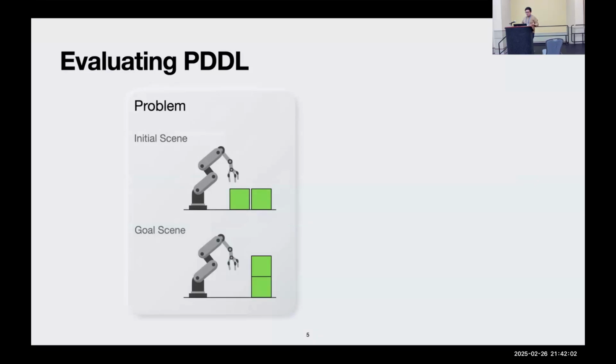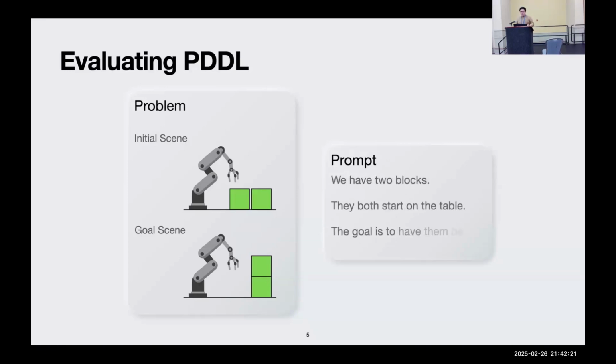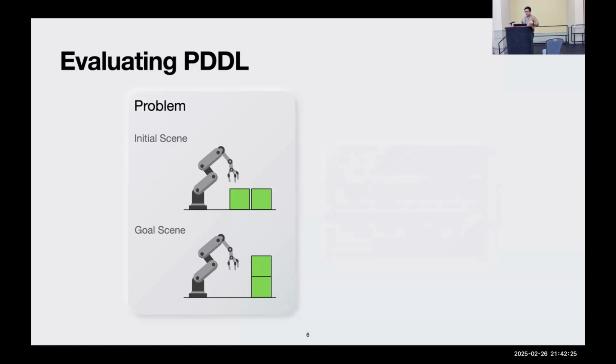Let's say we have this problem where there's an initial scene, with 2 blocks on a table and a robot arm. This is classic blocks world, and we want to stack them. We can't just feed this abstract idea to an LLM, so of course we build a prompt for it. It'll look something like that. It says what I just said: we have 2 blocks, describe the initial scene, then describe the goal scene, and we feed this into the LLM. And what we expect out of it is some sort of PDDL specification.